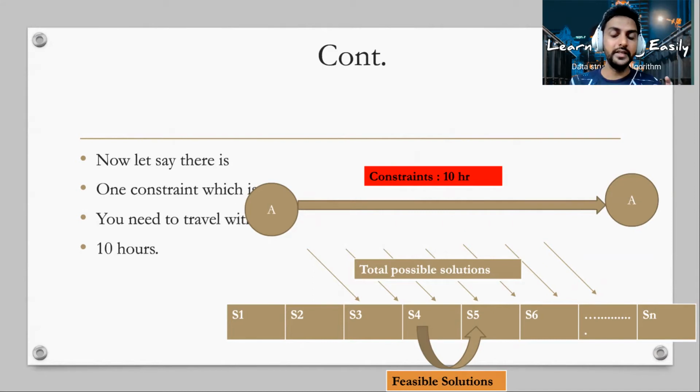Now you understand the feasible solution: out of the total possible solutions, the solutions which satisfy the constraints are known as feasible solutions.